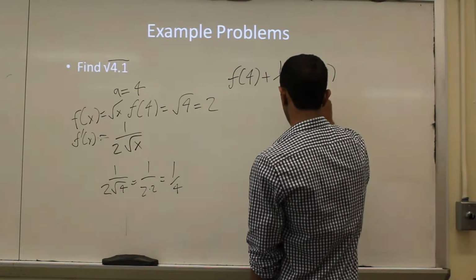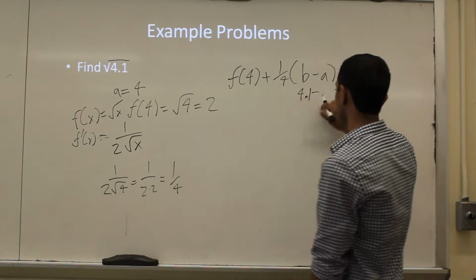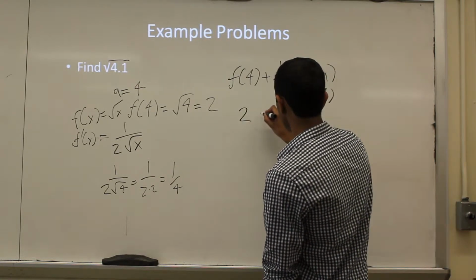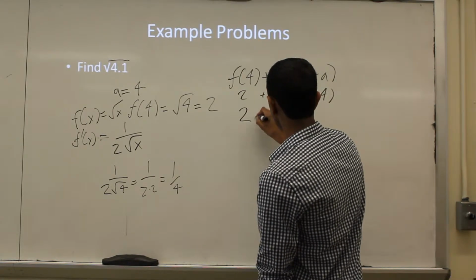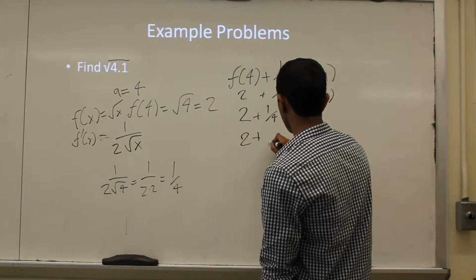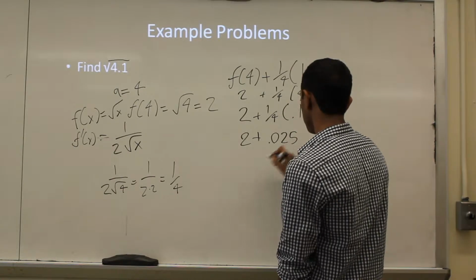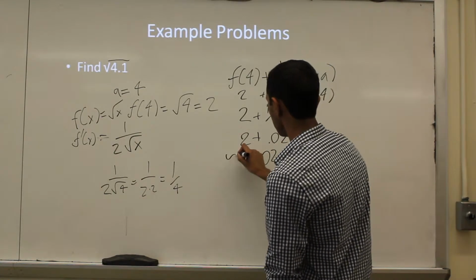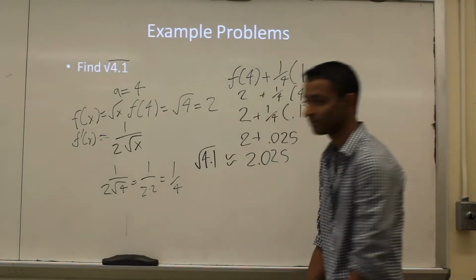b is 4.1 because that's the value you want to find, and a is 4 because that's the value you know. So you have f of 4, which is 2, plus 1/4 of 0.1, so 2 plus 0.025, and your final answer is 2.025, which is a close estimation of the square root of 4.1.